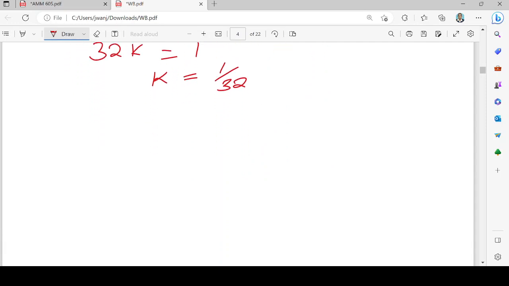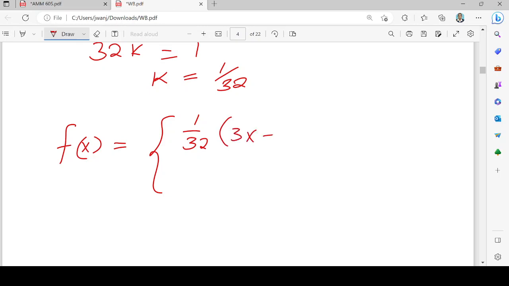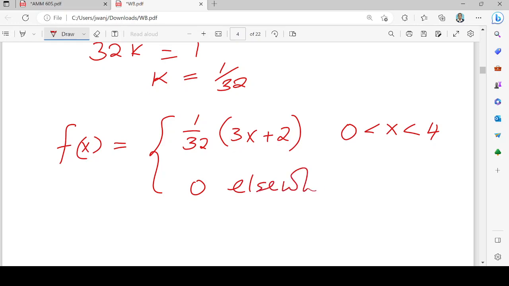So our function f of x becomes 1 over 32 into 3x plus 2 in the interval between 0 and 4, and the function is 0 at all other points.